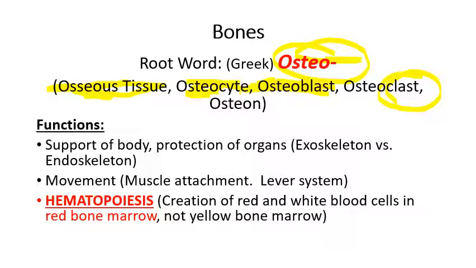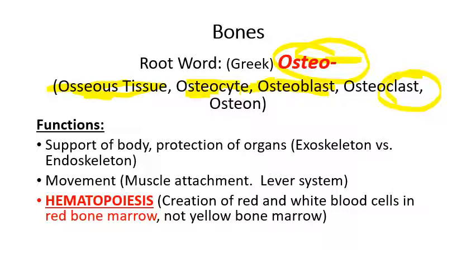Right, so we have three types of bone cells. All three of these are called osteocytes. But if those osteocytes are doing nothing, you just call it an osteocyte. If they're building bone, you call it an osteoblast. If they're taking bone apart, you call it an osteoclast.